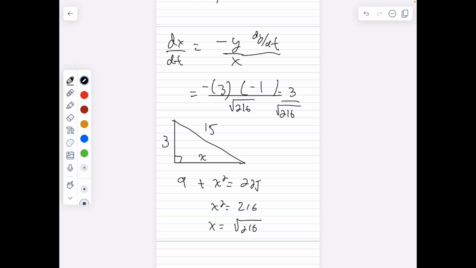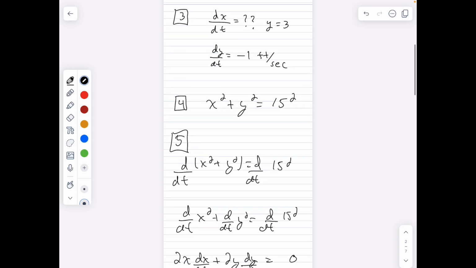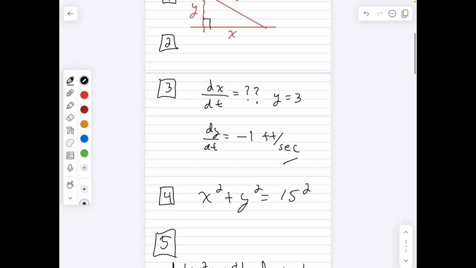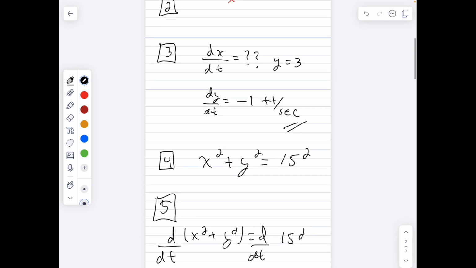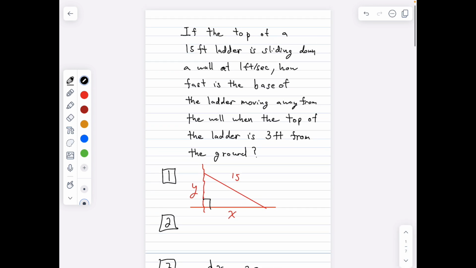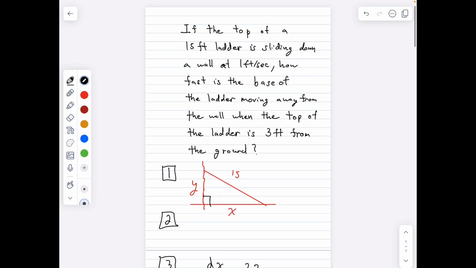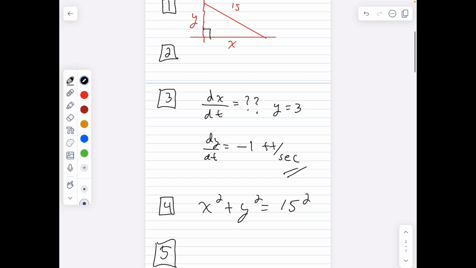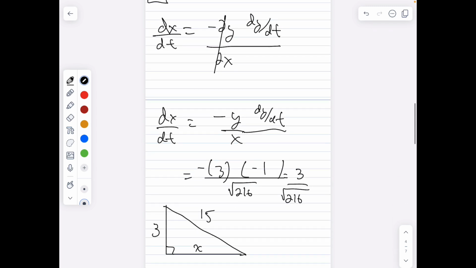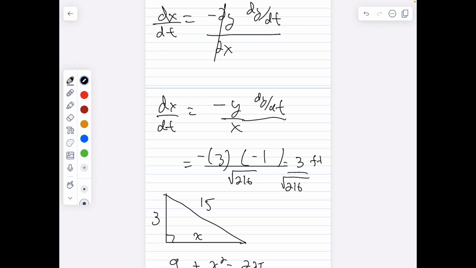And this is in what units? It's in feet per second. Because my rate, a couple things to note, is that the rate itself is in feet per second, that was given to us, dy/dt. That's one thing. And the other thing is, I don't have any other values other than feet and seconds here. The other way to look at it is that you're given 15 feet here. We're talking about feet. And the time here is in terms of seconds, as given again by the rate. Okay, so you get 3 over the square root of 216 feet per second.